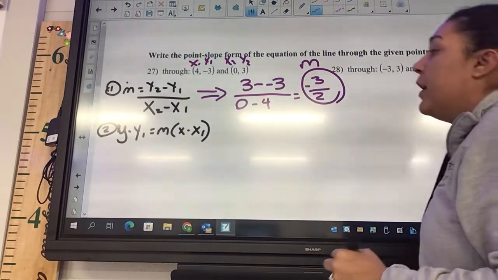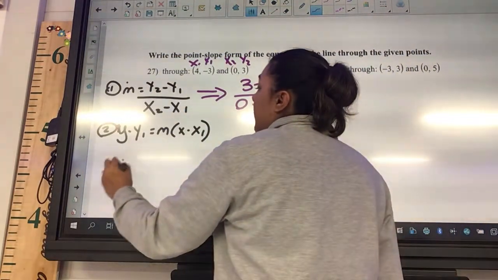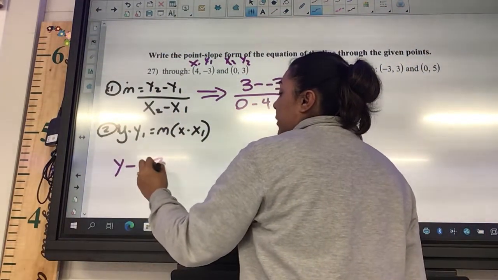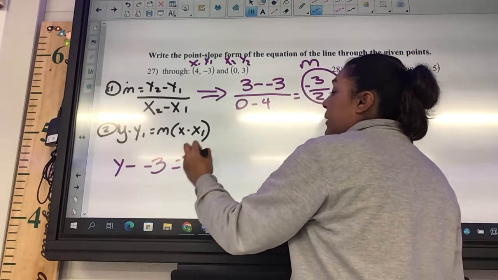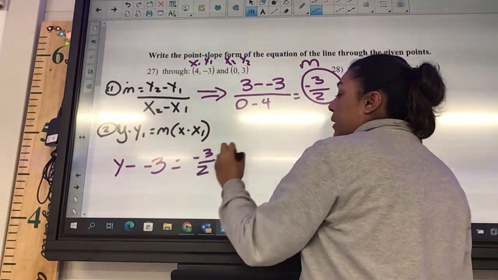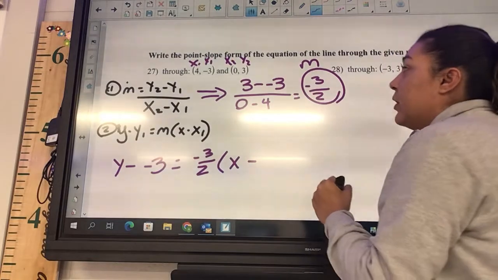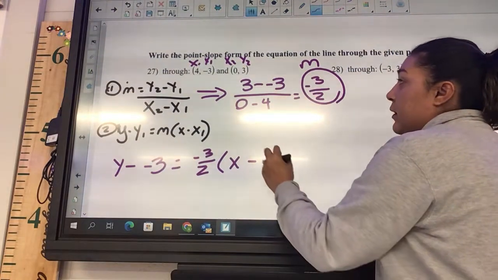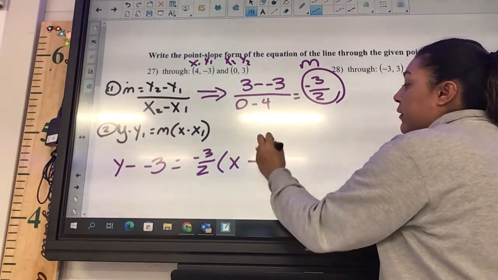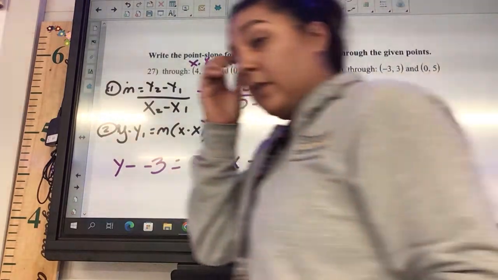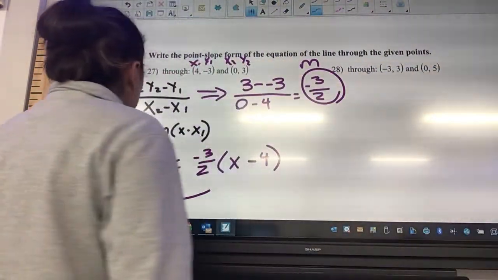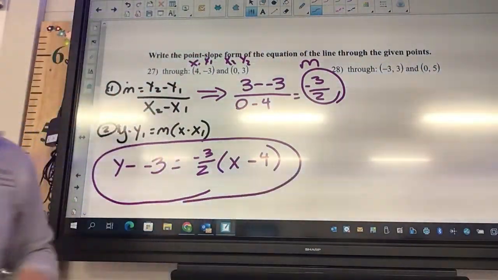Okay, so now we have our stuff. We got y minus y1 is negative 3 equals my m, which is negative 3 over 2, times x minus x1, which is 4. Okay, and so this one is my actual answer.